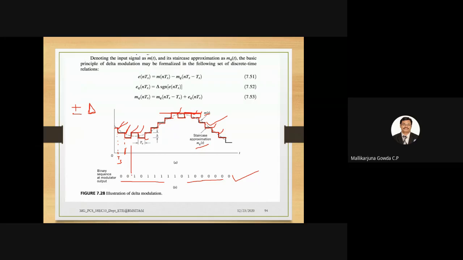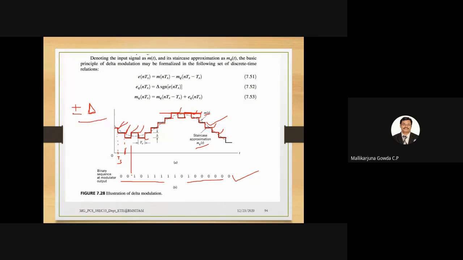Okay, again, at this point, it will be decremented by delta. So if that thing is clear, then understanding about delta modulation is clear. When it will be incremented and when it will be decremented. I said it will be incremented by delta whenever the approximated signal is less than the analog input signal. Okay. So whenever the approximated signal is greater than the analog input signal, then it will be decremented by delta.